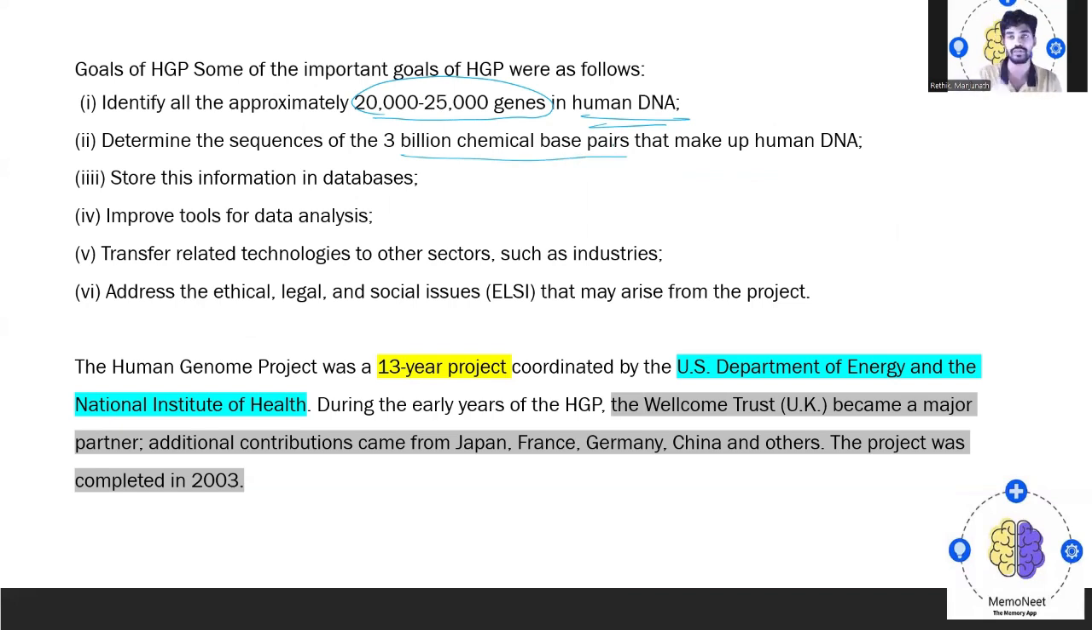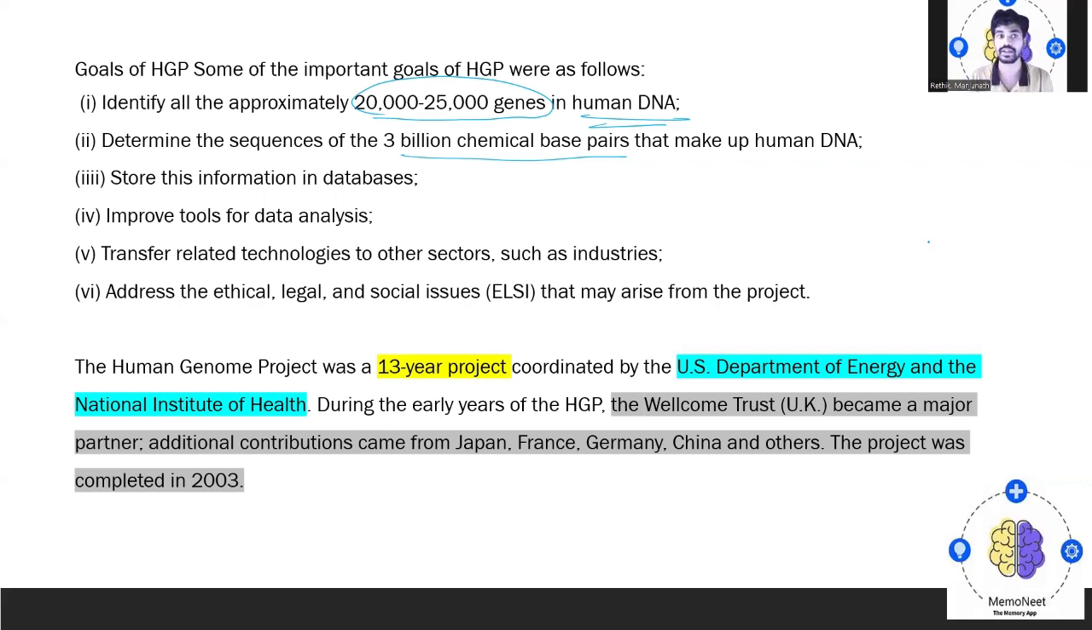Then whatever information we got has to be stored in a database, and improve tools for data analysis. How do you analyze data? By improving the tool to analyze the data, that means if you get some new nucleotides or base pairs, whatever it is, you can compare them with other nucleotides or base pairs, or if you have a protein, you can compare it with another, pre-existing protein.